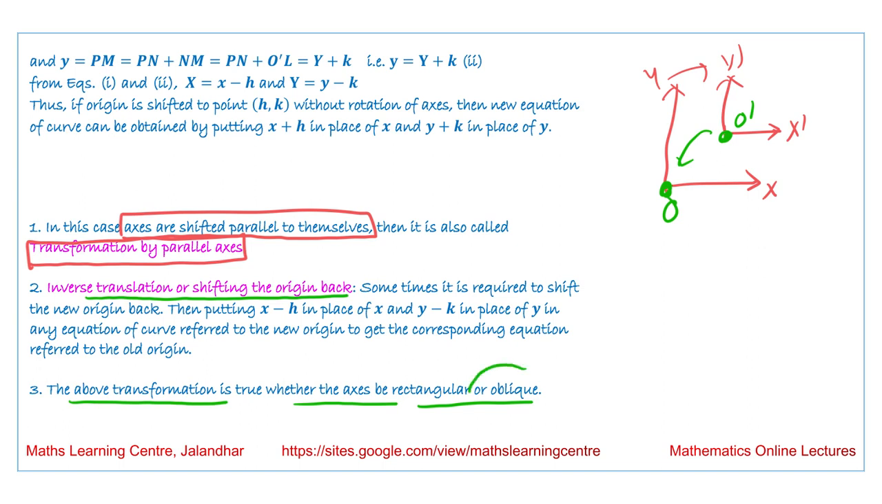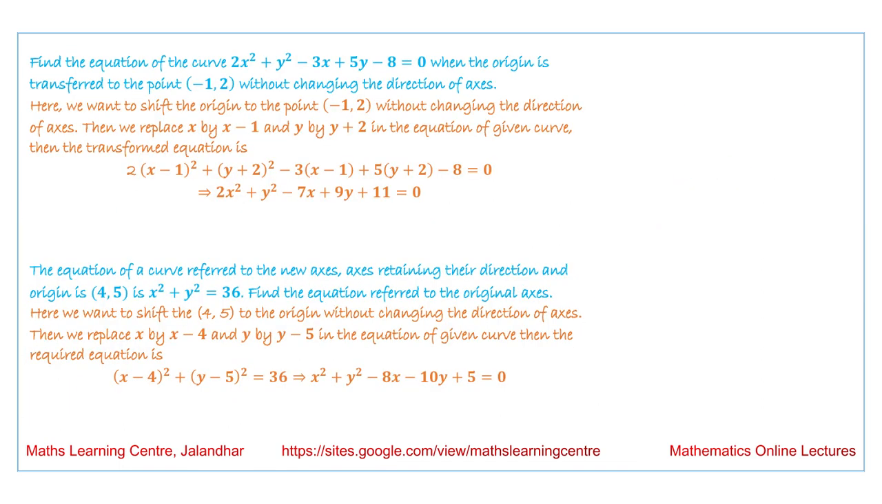Oblique means, suppose I am talking about polar coordinates, in that case also these kinds of transformation can happen. So these are some properties mentioned over here. Now based upon this we have certain problems.